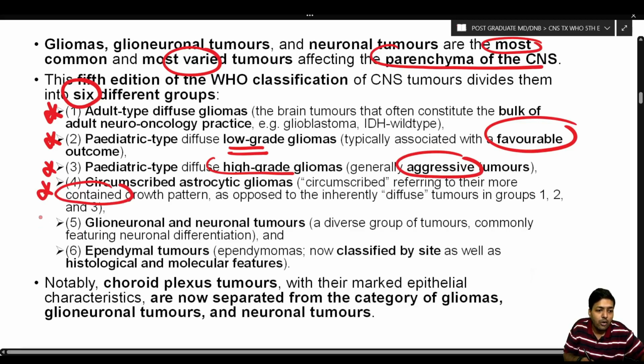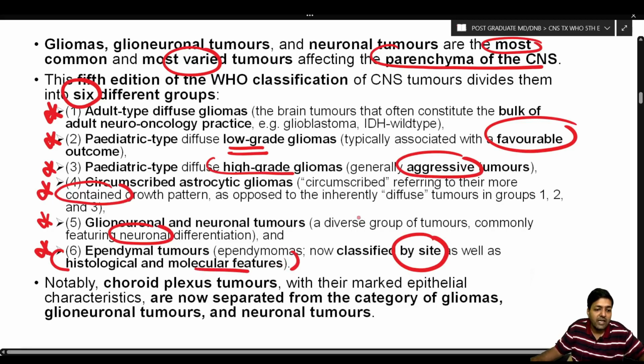Then we are having glioneuronal and neuronal tumors. These are a diverse group of tumors which are basically showing neuronal differentiation. And lastly, we are having ependymal tumors, which have now been reclassified according to their site as well as their histological and molecular features.